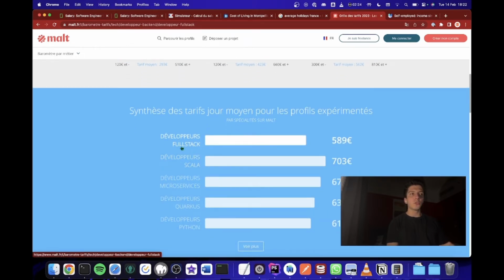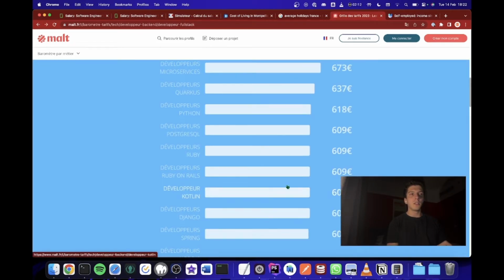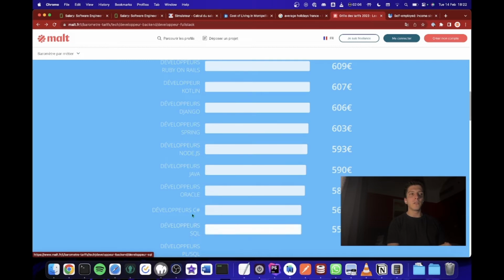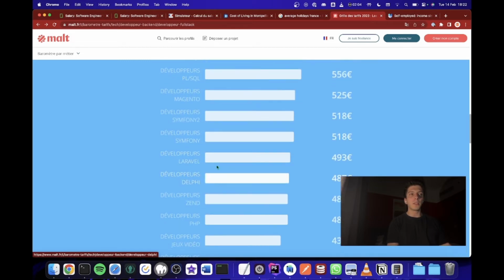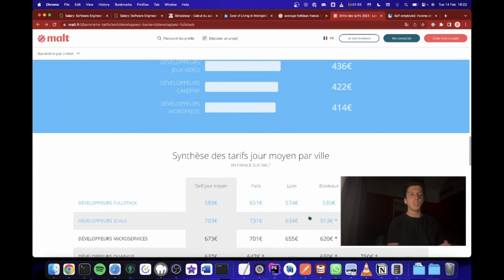If we want to see more about what skills you have, if you are full stack, it was about 589. You can see that it was really high for a Scala developer. And it's really interesting, if you go on this website, you can see that the salary really depends on the skills you have. And for a WordPress developer, it was the lowest, as you can see, at 400 on average.